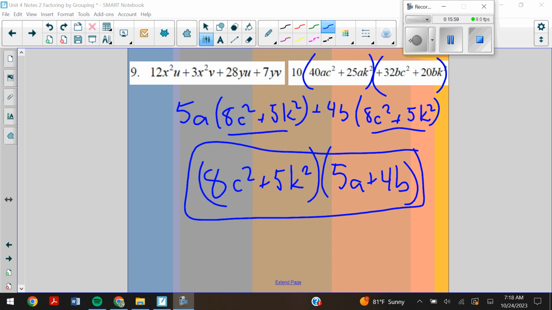All right, factor by grouping. We are going to carry this concept over into 4-3, but we have a quiz first. All right, thanks, ladies and gentlemen.